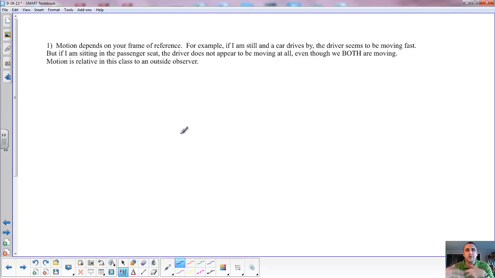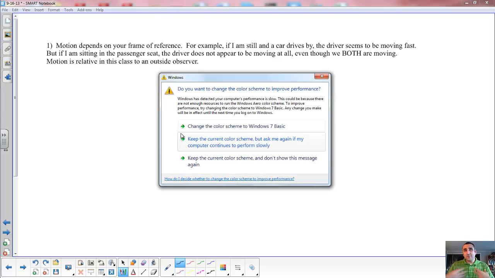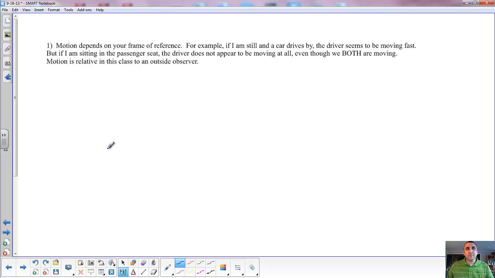If we're dealing with a car driving by, the driver seems to be moving fast if we're sitting on the side of the road. But if we're sitting in the passenger seat, the driver doesn't appear to be moving at all, even though we're both moving. So we say that motion is relative to where you are, a fixed point in physics class. So when we talk about a ball, we're standing over here on the side, and we're talking about a ball that we're throwing, and we're looking at it kind of straight on. So that's what we mean. Motion is relative.